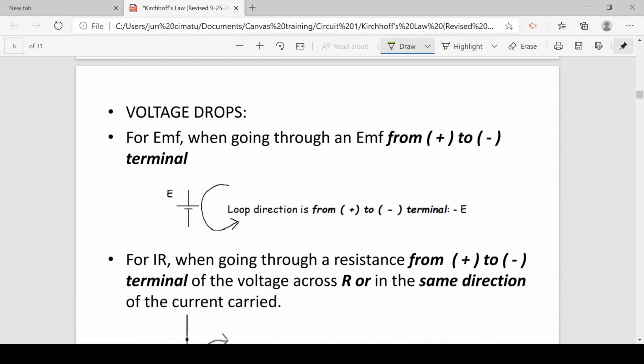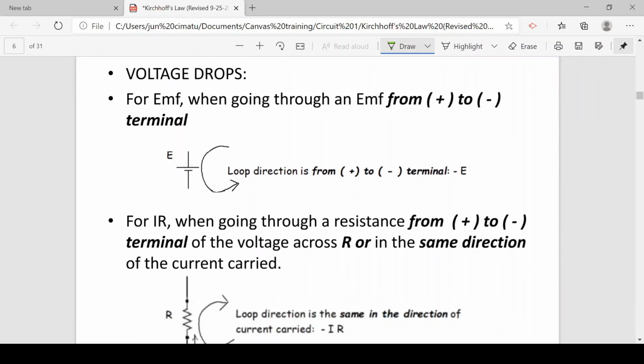What are the voltage drops? For EMF or voltage source, any voltage source, if we go through a battery following a loop direction from the positive leaving the negative terminal, the E is negative.